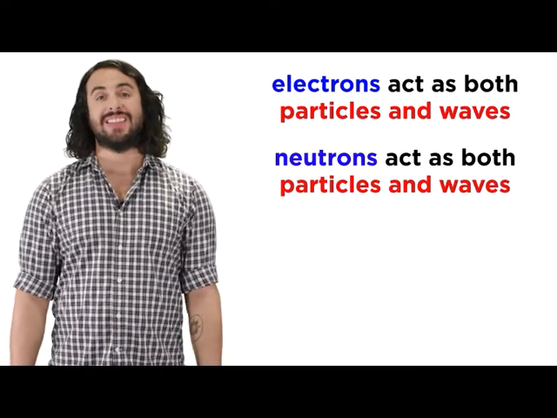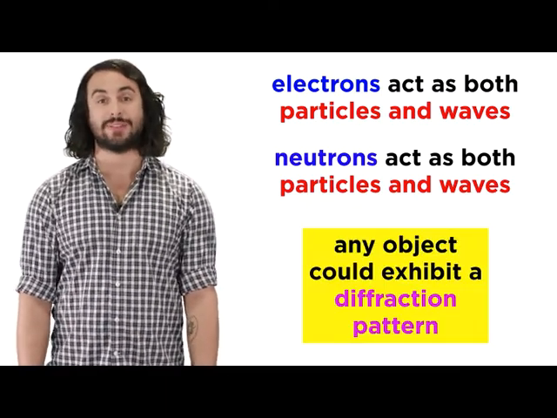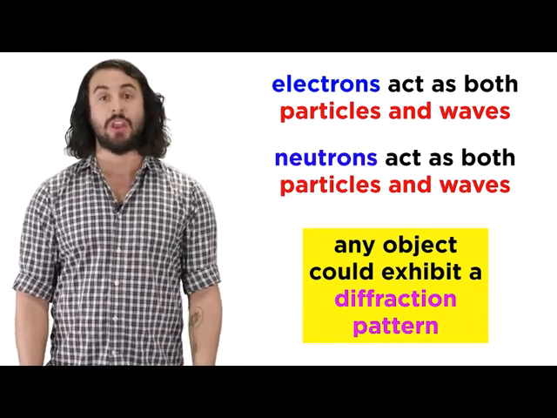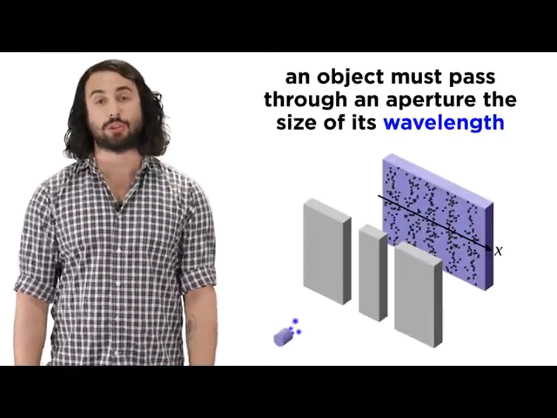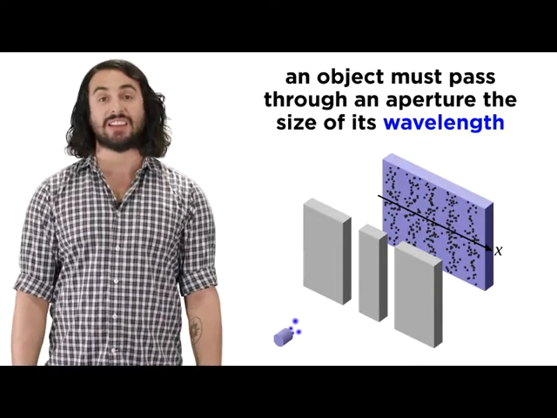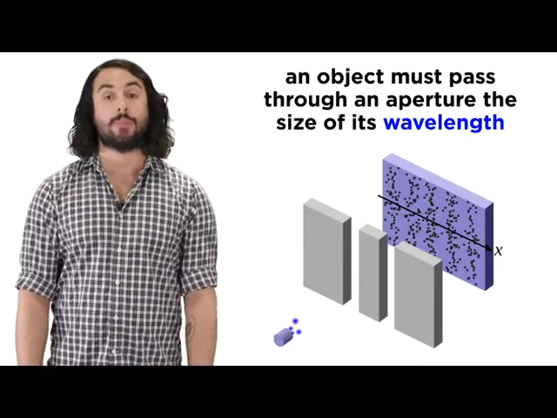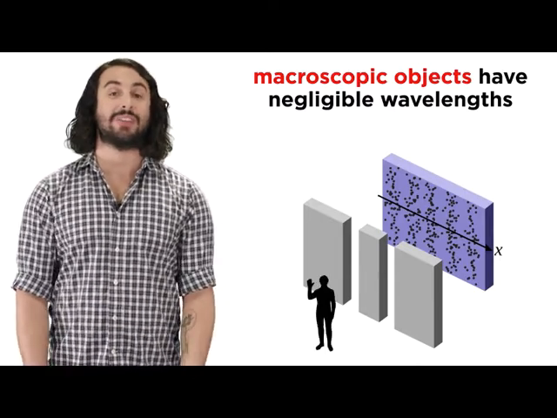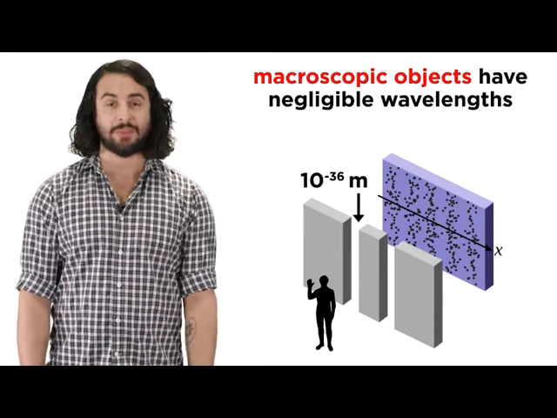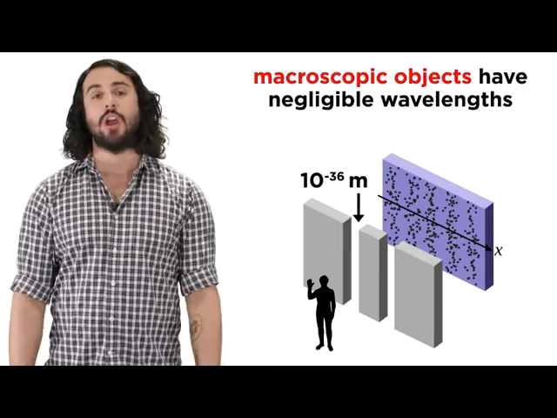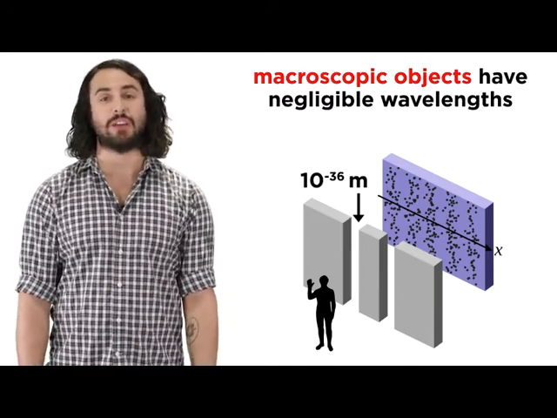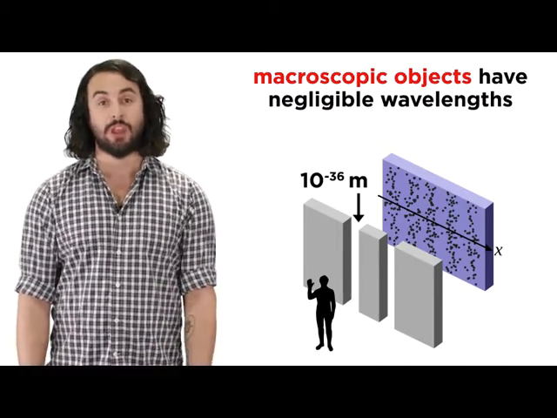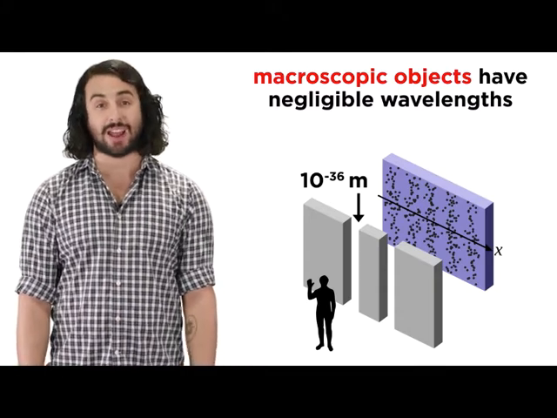It must be understood that since all particles are also waves, literally any object could hypothetically exhibit a diffraction pattern, so long as the object passes through an aperture roughly the size of the object's wavelength. But remember that massive objects have incredibly tiny wavelengths, so for something like a human being to diffract, they would have to pass through an aperture around 10 to the negative 36 meters wide, which is a trillionth of a trillionth of a trillionth of a meter. So this will be pretty tough, no matter how much you diet.